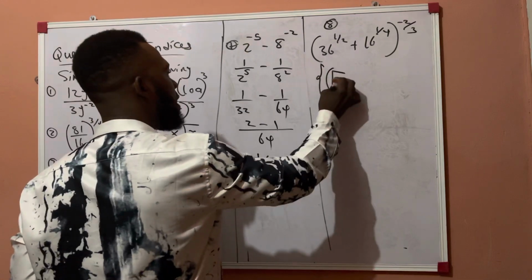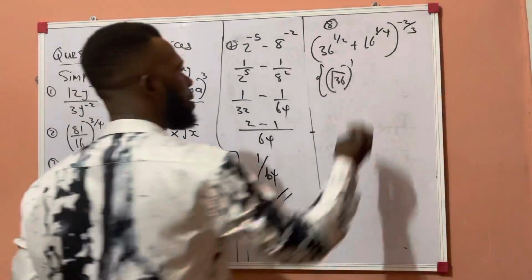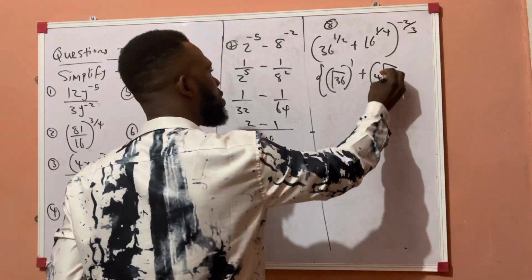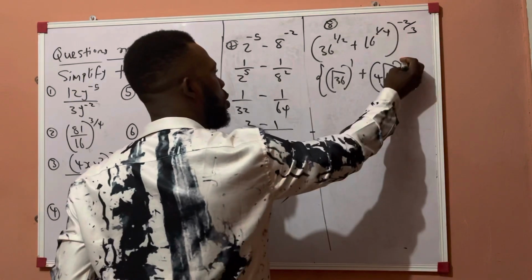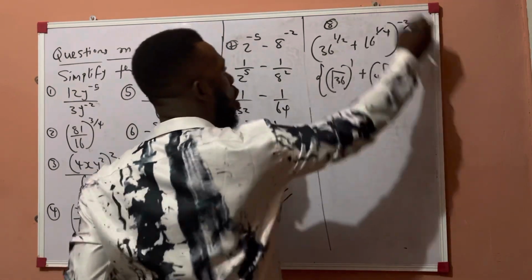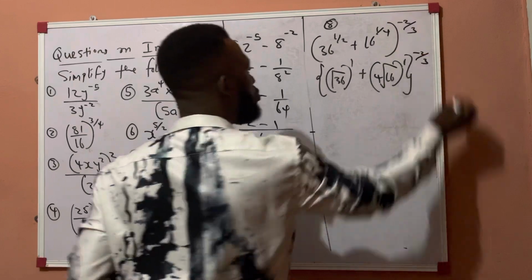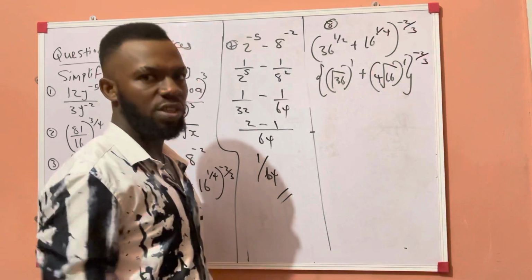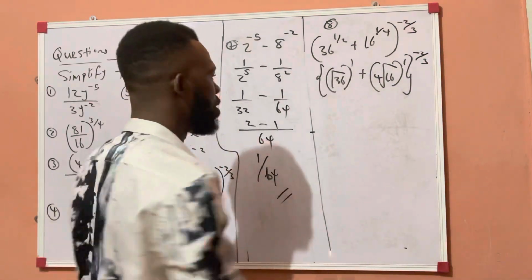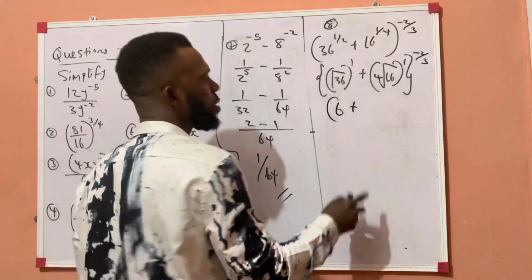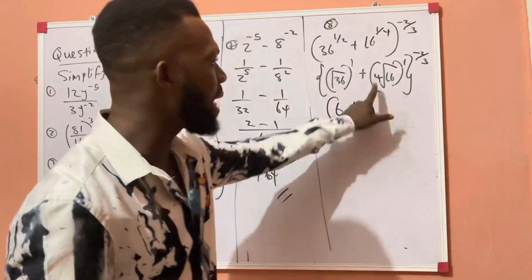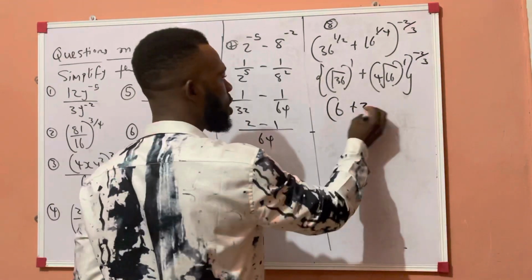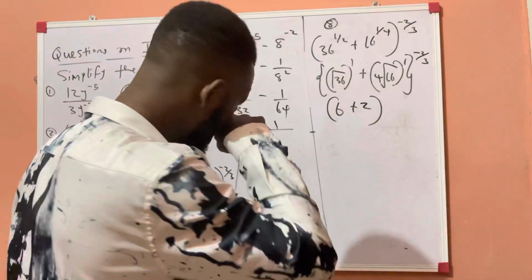The square root of 36 raised to the power of 1 plus, now this becomes the fourth root of 16 raised to the power of 1 also, all raised to the power of minus 2 over 3. Now what do we do? Square root of 36 is 6. 6 raised to the power 1 is 6. So here becomes 6 plus the fourth root of 16, which means a number you will times 4 times to get 16. And we did it before. It was 2. Now 2 raised to the power 1 will still give us 2. Close the bracket.